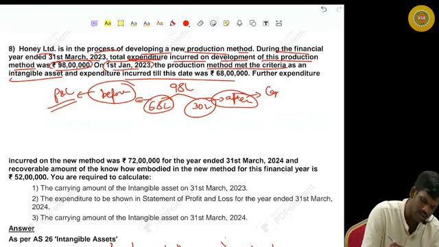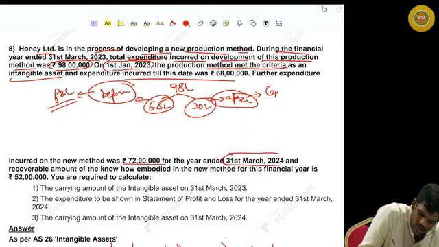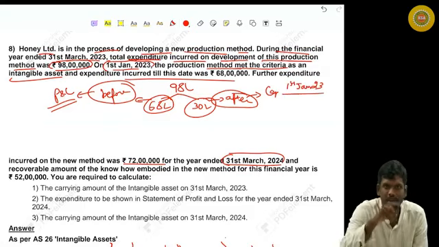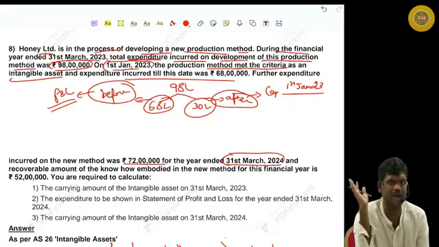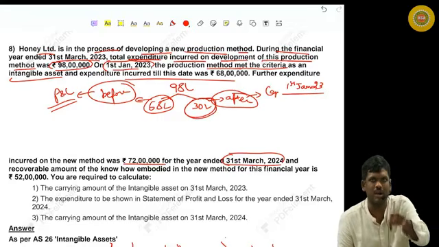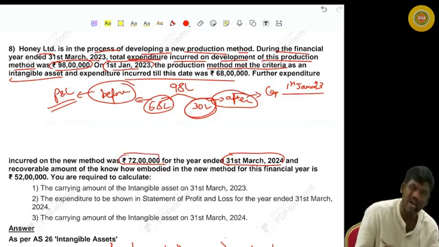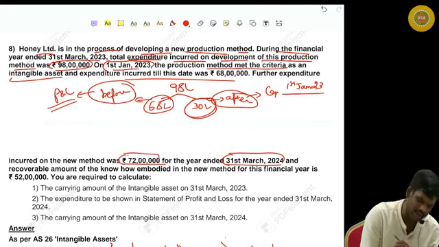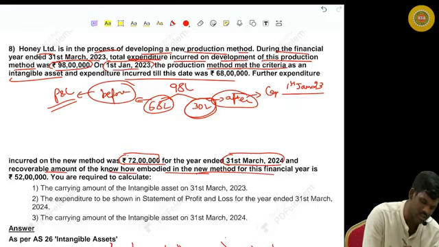Further expenditure incurred on the new method was 72 lakhs for the year ended 31st March 2024. Now 1st January 2023, all the conditions got satisfied. That means whatever money you spend after 1st January 23, you can start capitalizing. So already 30 lakhs you have capitalized, which was incurred in the year ending 31st March 23. Now again next year, in the year ending 31st March 24, you have incurred another 72 lakhs. That 72 lakhs also can be capitalized. And the recoverable amount of the know-how embodied in the new method for this financial year is 52 lakhs.